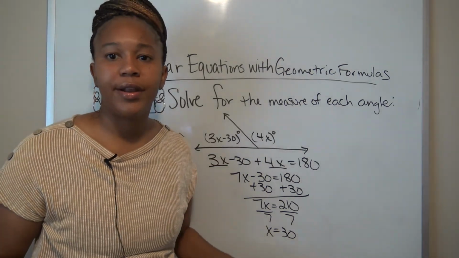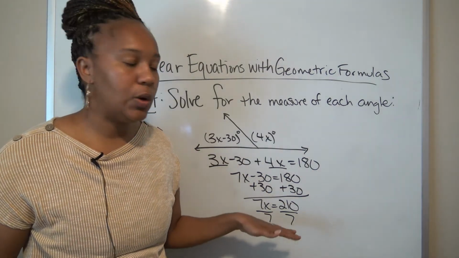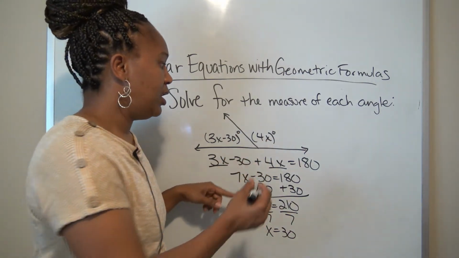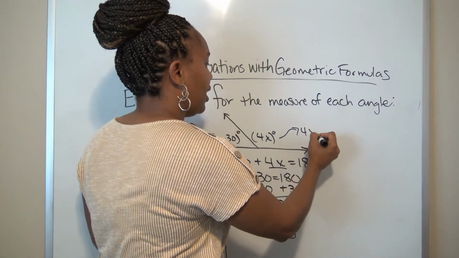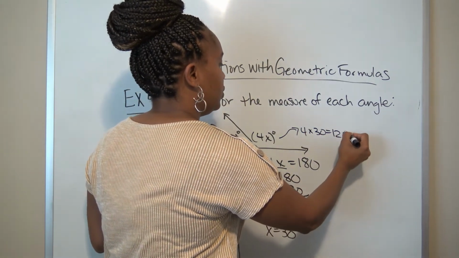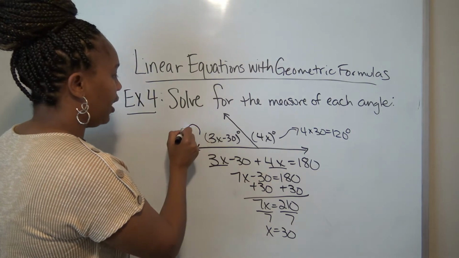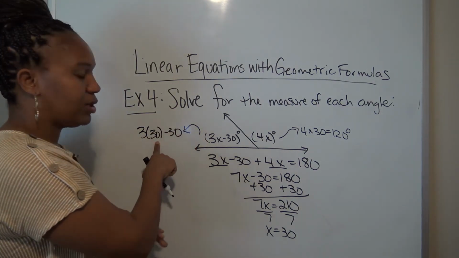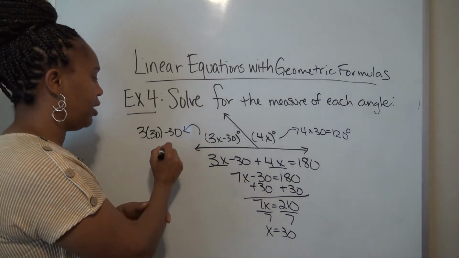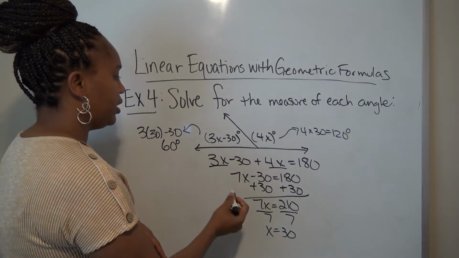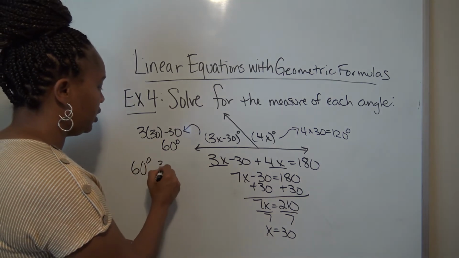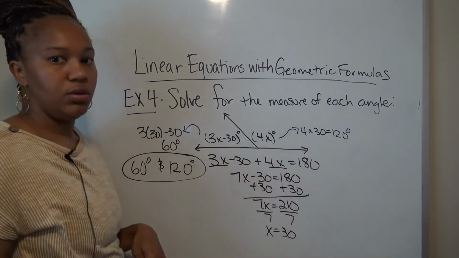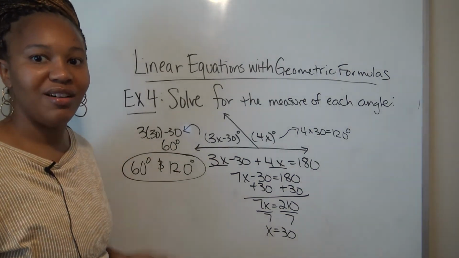So x is equal to 30, but that's not the measurement of my angle. My angle is found by plugging 30 in for x. So for this angle here, it's 4 times 30, which is 120 degrees. And for this angle here, it's 3 times 30 minus 30. 3 times 30 is 90. 90 minus 30 is 60. So 60 degrees. So my angles are 60 degrees and 120 degrees. And when you add those together, they do equal 180. So that's how you would solve that problem.